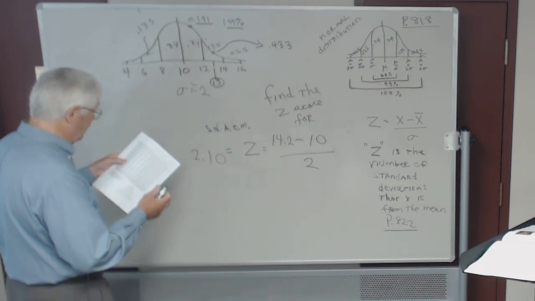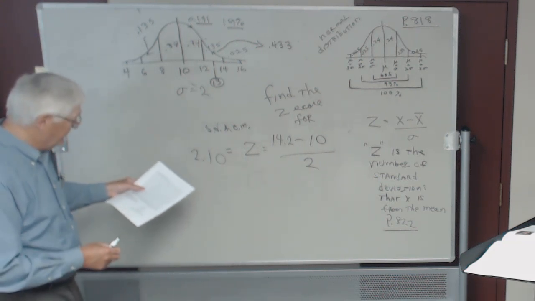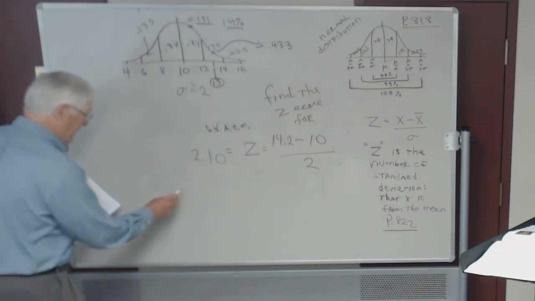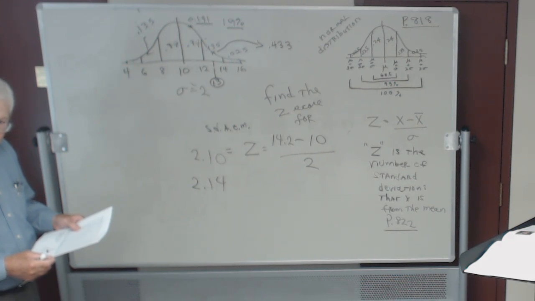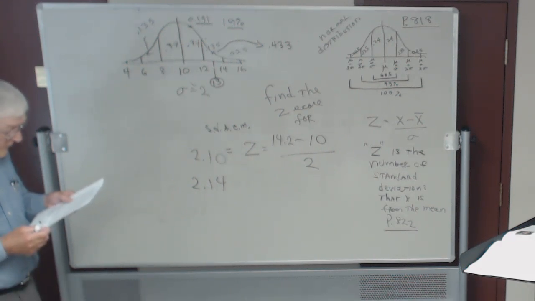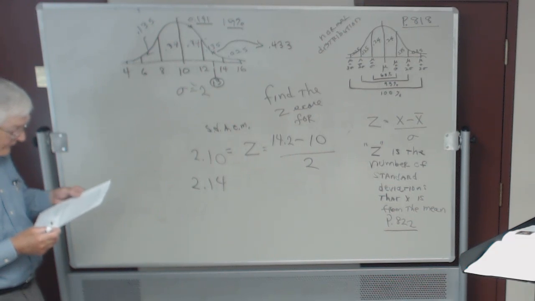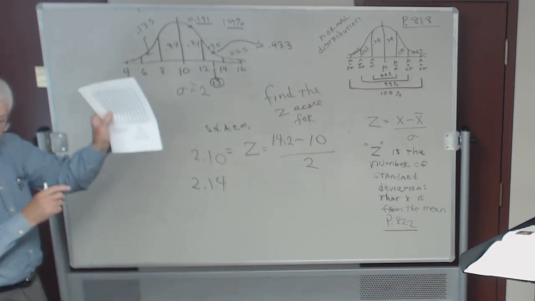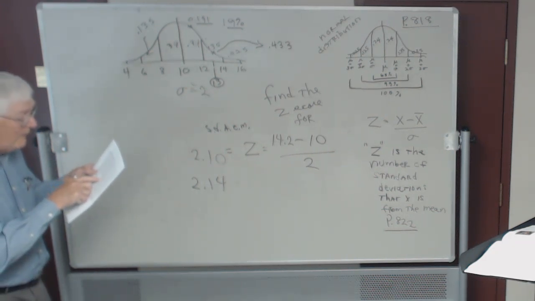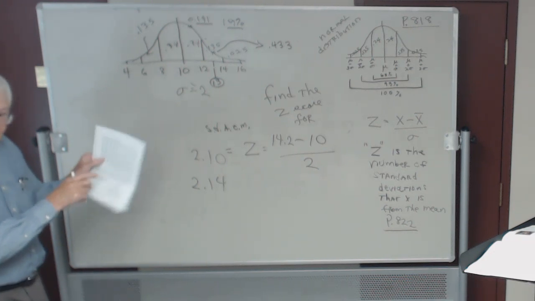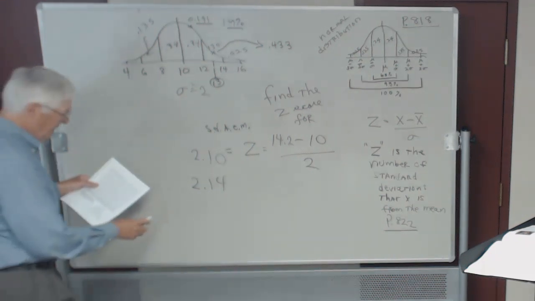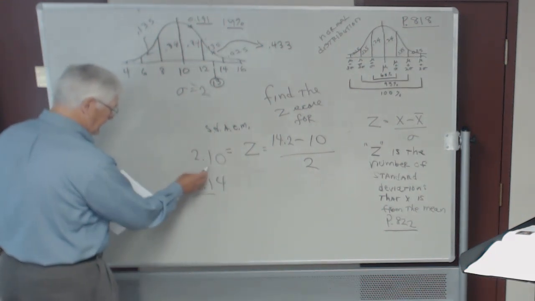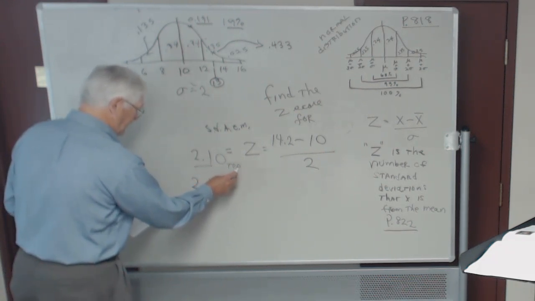Do you just always use the 0 column? No. What if it would have come out to be 2.14? Then you go down to 2.1 on the chart, and then go across to 4 across the top. Oh, so it has to do with that second decimal? Right. Why does this one go down the left and that one go across the top?